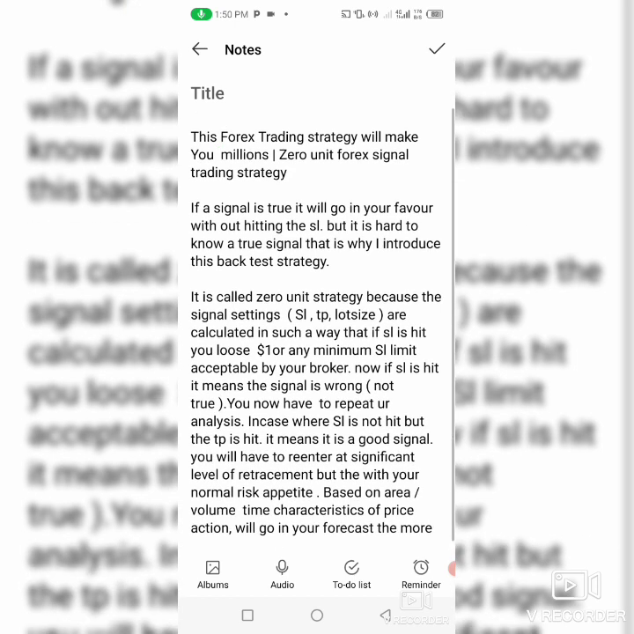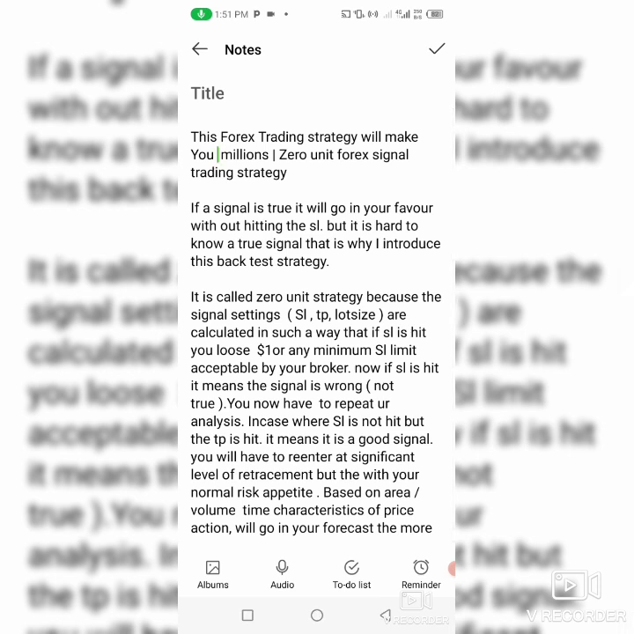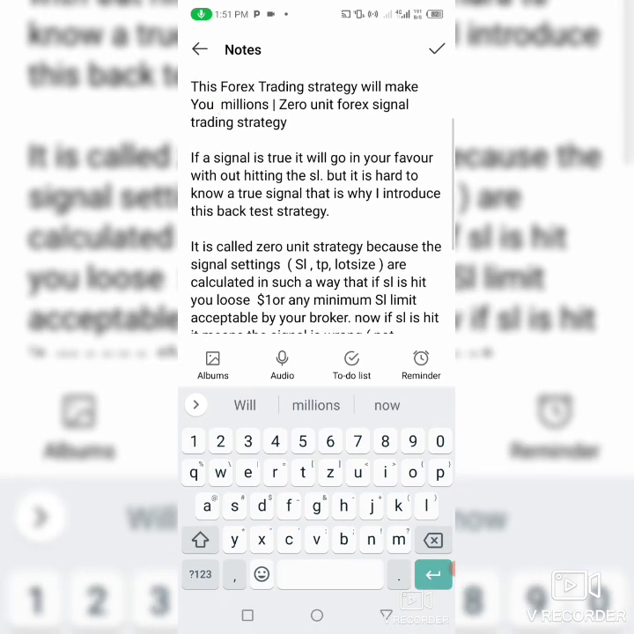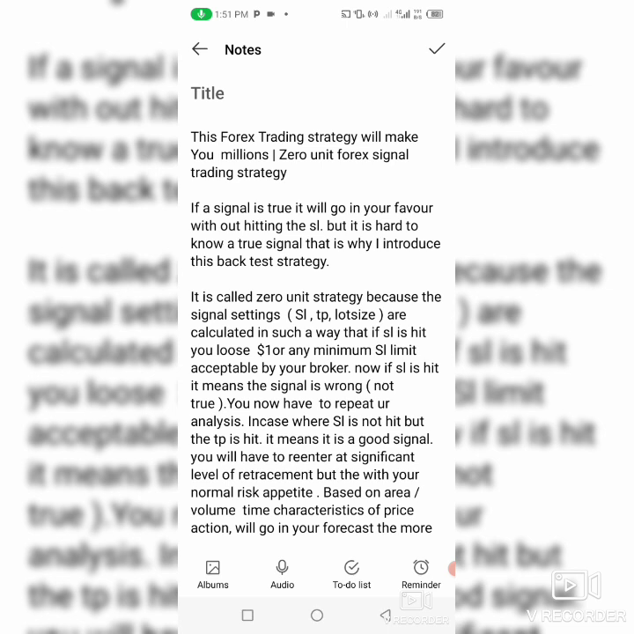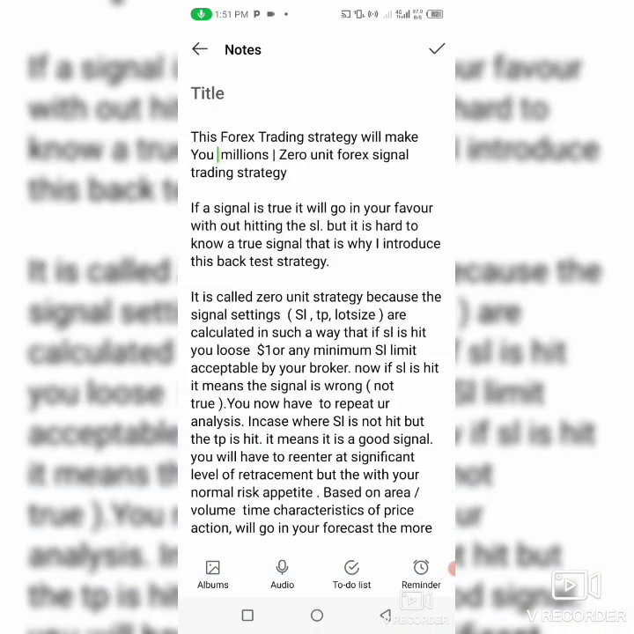That is why I introduced this backtest strategy. It is called the zero unit strategy because the signal settings, the stop loss, the TP, and the lot size are calculated in such a way that if SL is hit, you lose $1 or any minimum stop loss limit acceptable by your broker. If SL is hit, it means that the signal is wrong, not true. You now have to repeat your analysis.